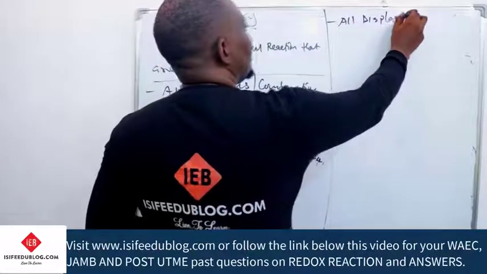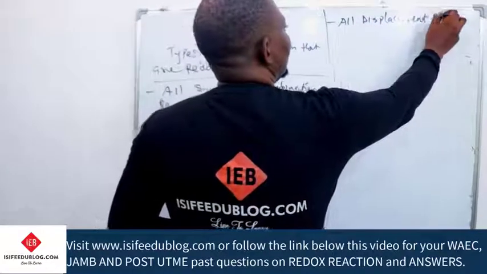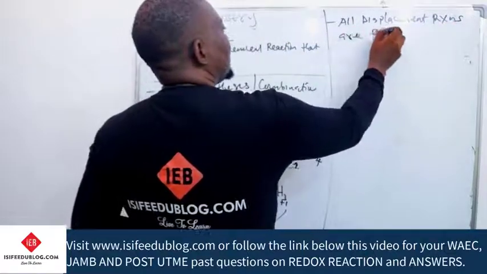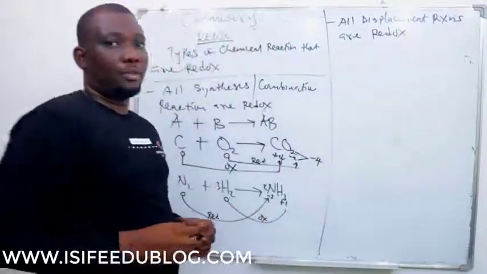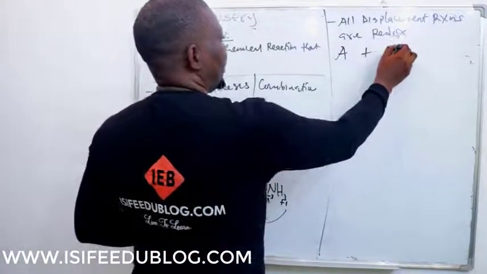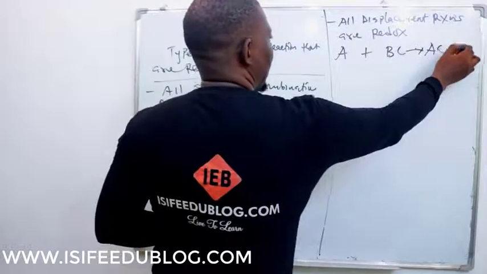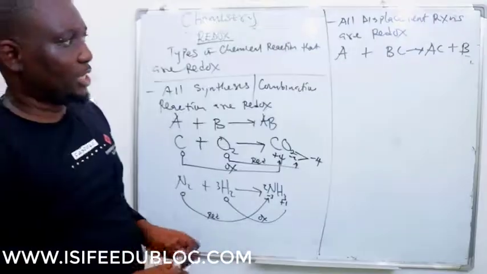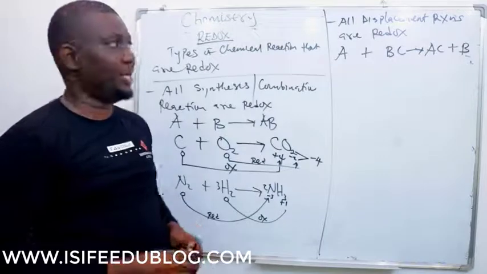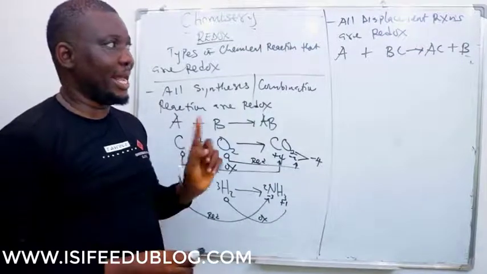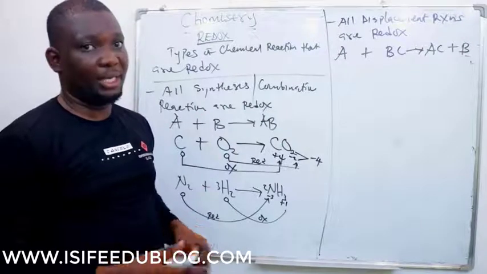In other words, all displacement reactions are redox. A displacement reaction of this nature will be maybe a reaction A plus BC giving AC plus B. It means that A has displaced B, and for A to displace B from that compound, A must be more reactive than B.